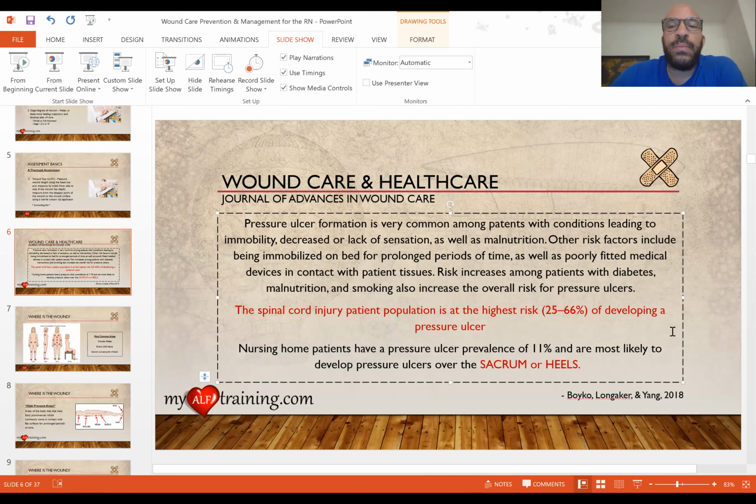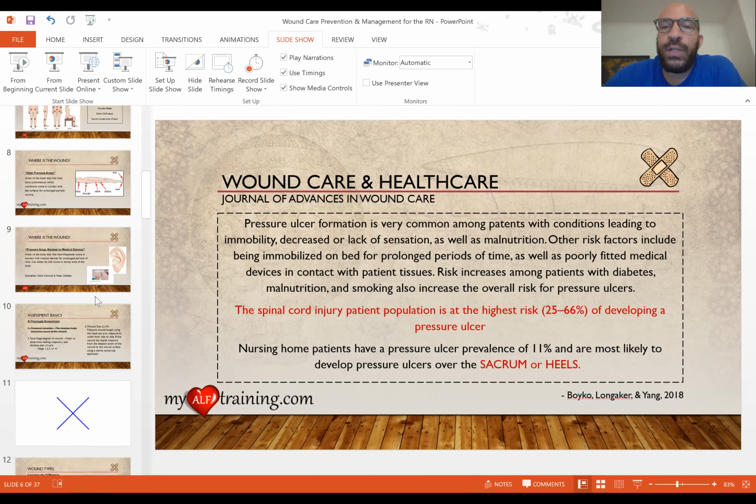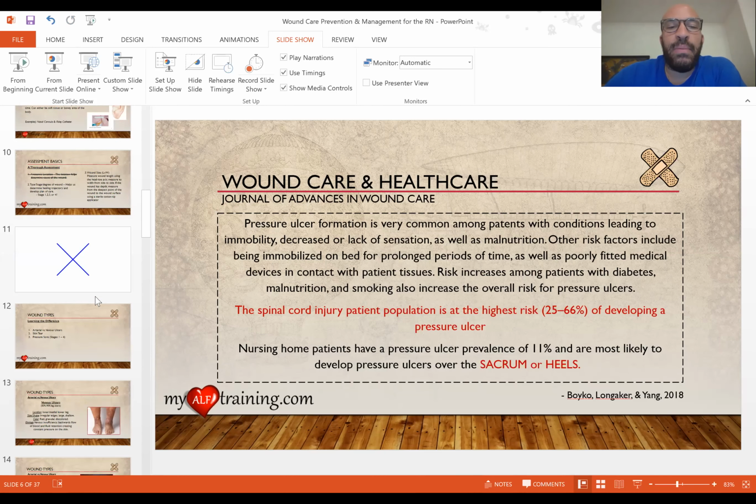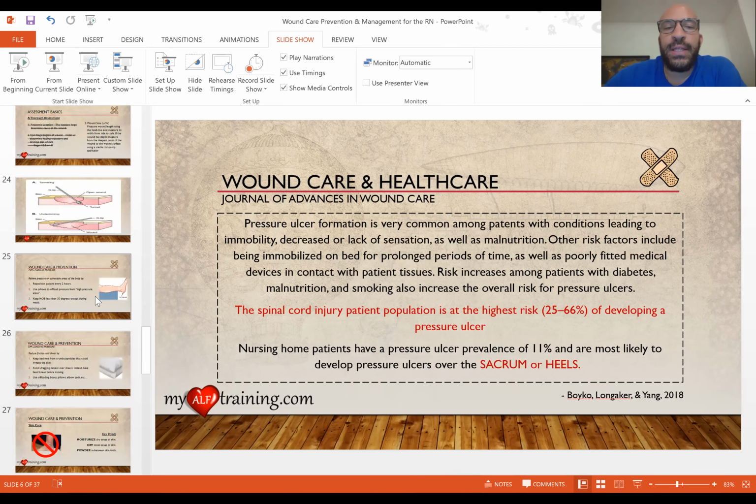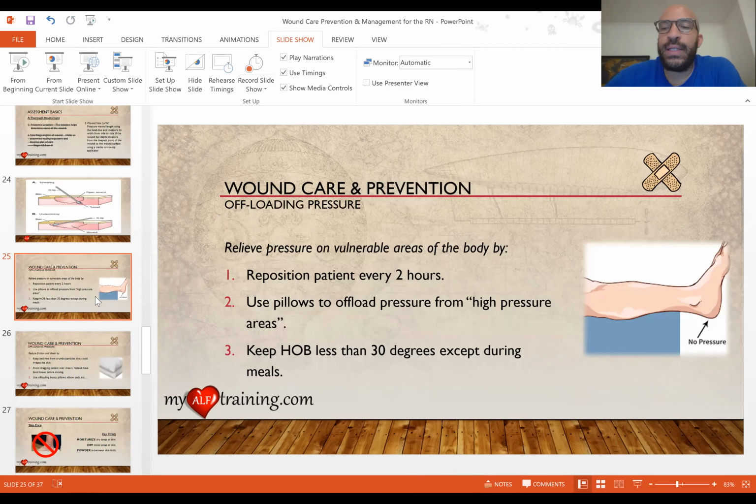We want to remember that. So if you're working in a nursing home, the sacrum or the heel. So if your patient has some redness, a reddened area over the sacrum, we want to make sure that we're implementing those preventative techniques. And if the patient has redness over the heel, we want to make sure that we're offloading the heel. So we want to make sure that we're floating the heel over the edge of the bed by propping it up on some pillows, just as we saw in this picture here on this slide.